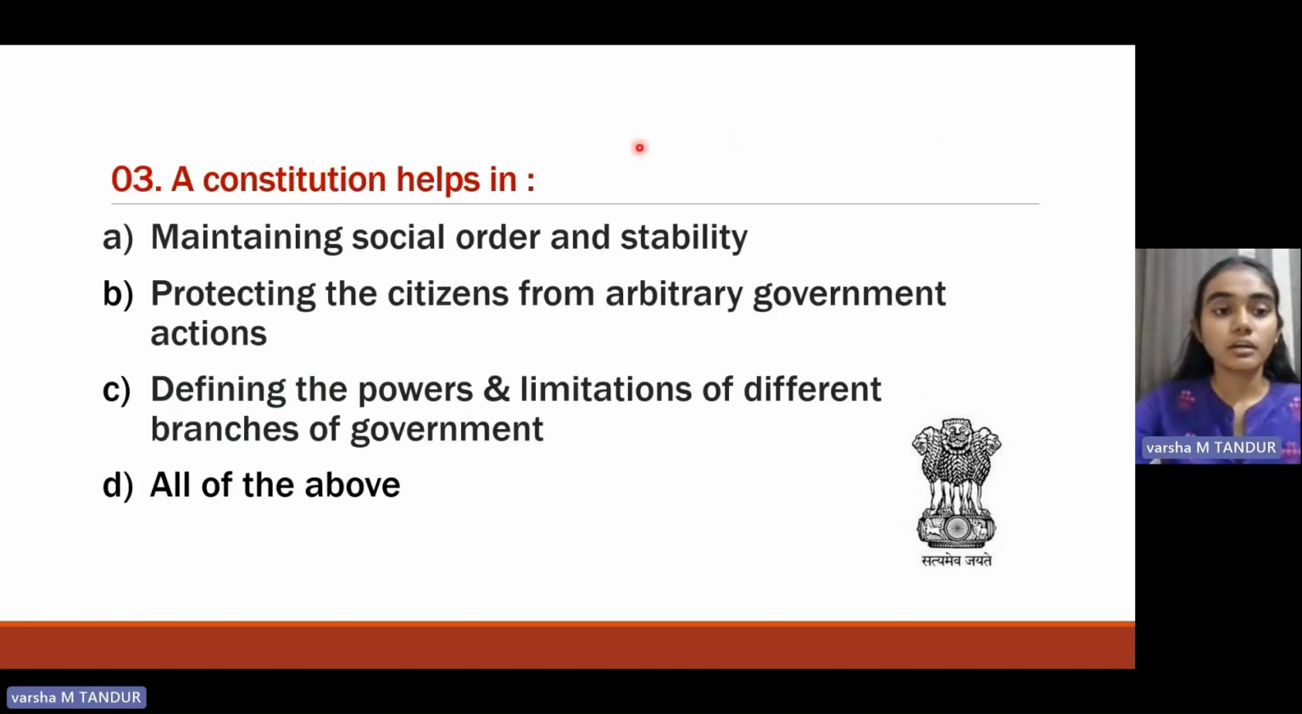Question 3, a constitution helps in maintaining social order and stability, protecting the citizens from arbitrary government actions, defining the powers and limitations of different branches of government. Option D, all of the above. The answer is all of the above.